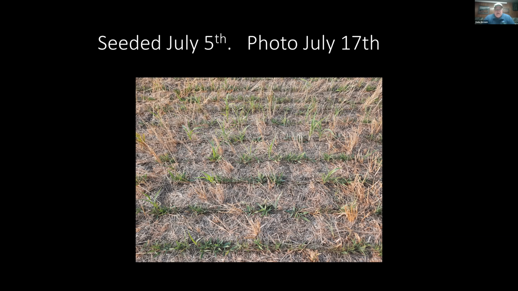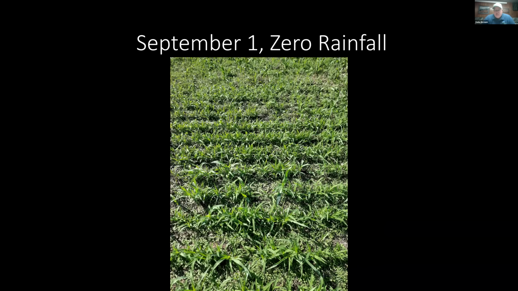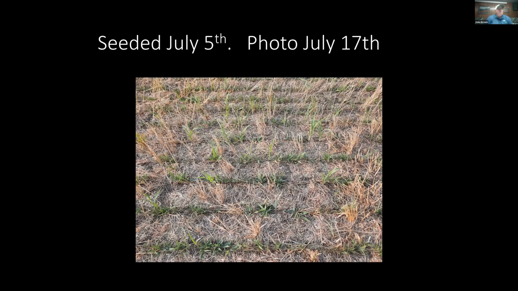And how there was enough moisture in the soil to germinate it, I don't know, but I took that photo on July 17th. We had zero rainfall between seeding and the first week of September. I've got to go back to this because I've got to say something. This is just ironic.